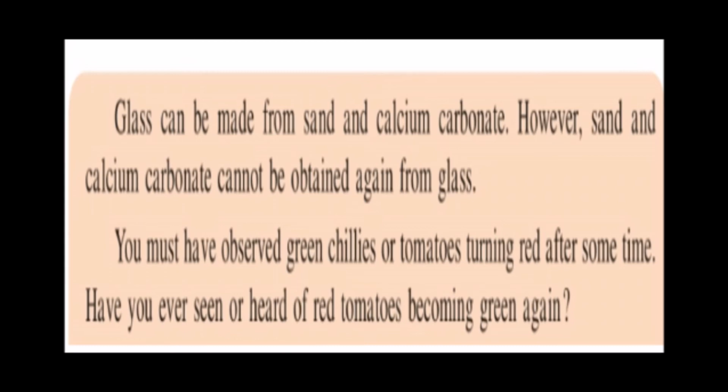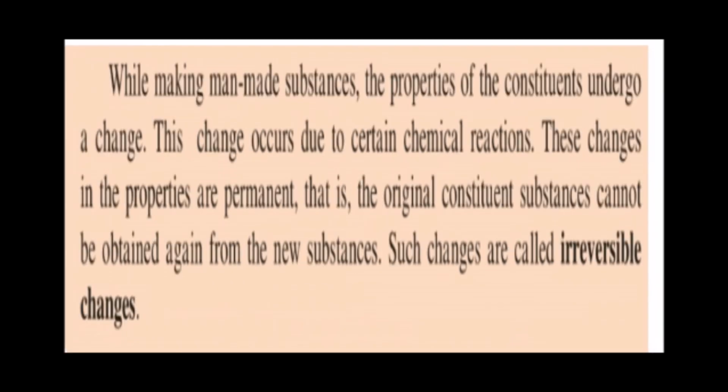That means irreversible. You must have observed green chilies or tomatoes turning red. After some time, have you ever seen or heard of red tomatoes becoming green again? No, because it is an irreversible process. While making man-made substances, the properties of the constituents undergo a change. This change occurs due to certain chemical reactions. These changes in the properties are permanent, that is, the original constituent substances cannot be obtained again from the new substance. Such changes are called irreversible changes.